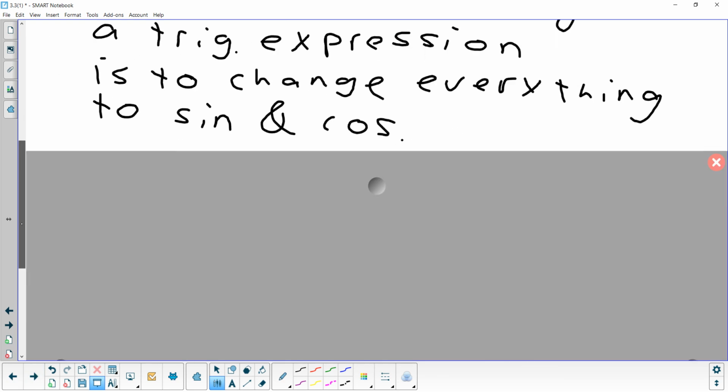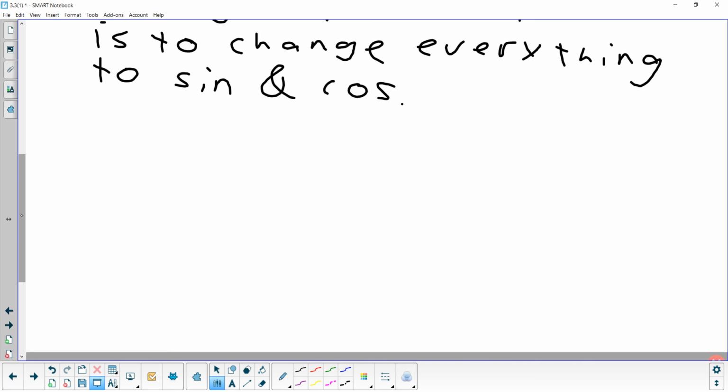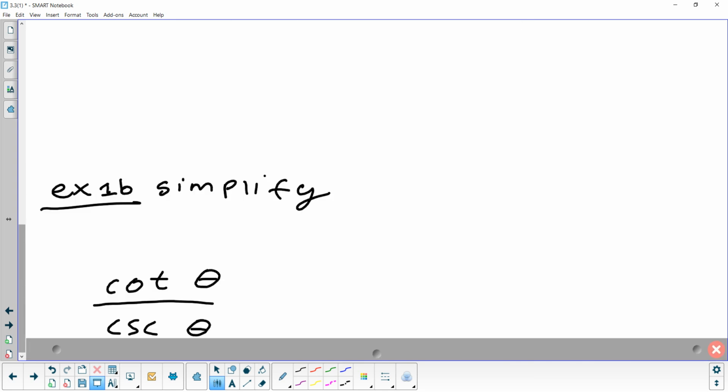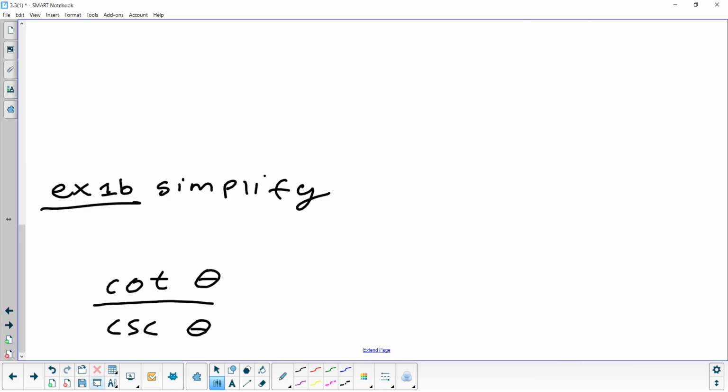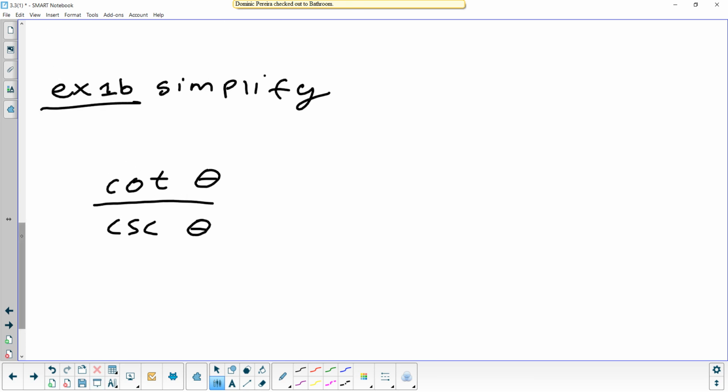All right, let's try another one. So this one is cotangent divided by cosecant. Now, what trick did I use last time to start the problem off? What was the trick that I wrote in the notes?